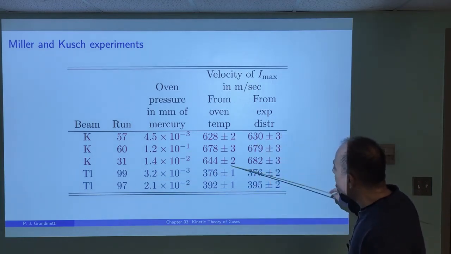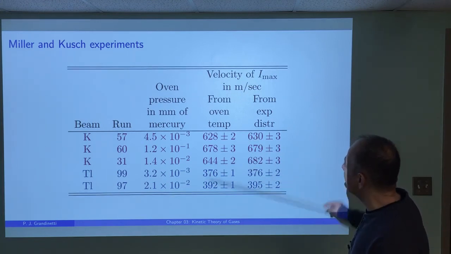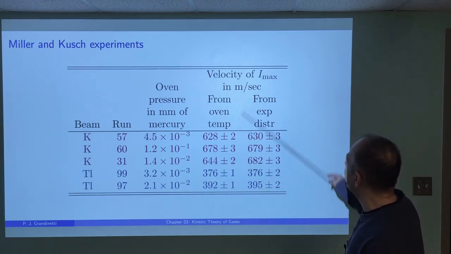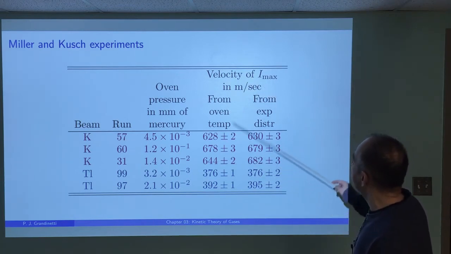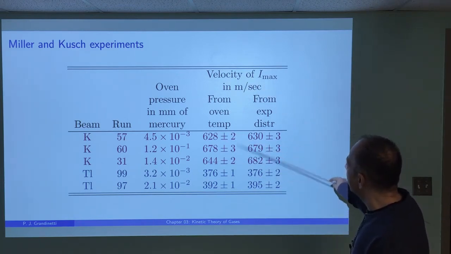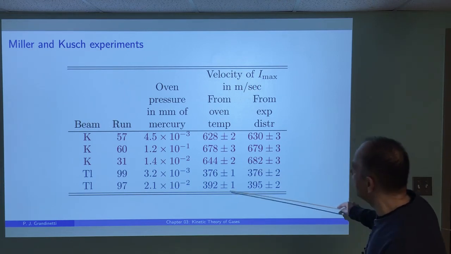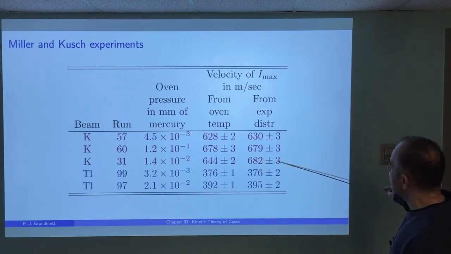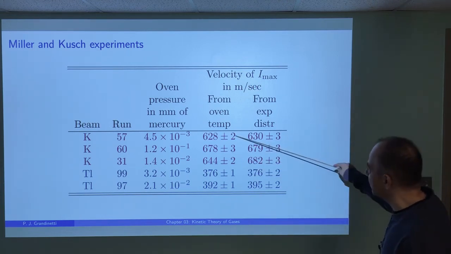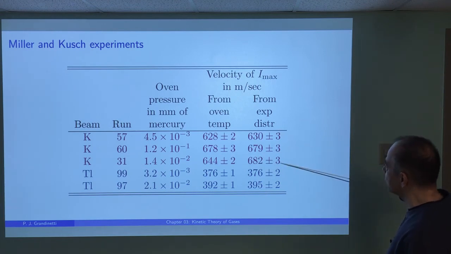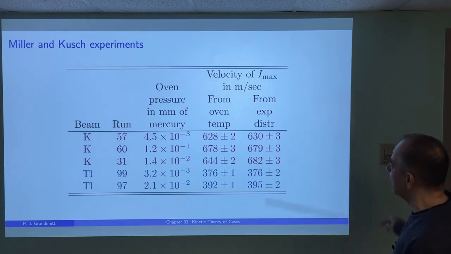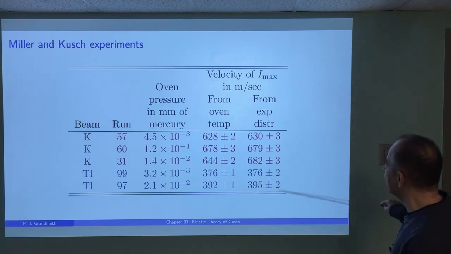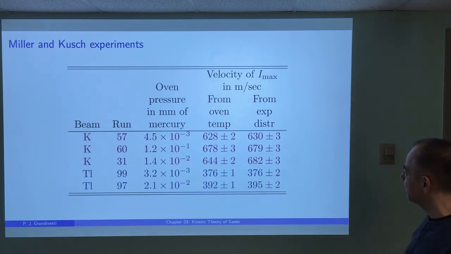From the oven, they knew the temperature of the oven, so they could calculate the maximum velocity. These are the maximum velocities for these cases from the oven temperature, and this is what they measured. So this is predicted from the theory, and this is what they measured experimentally. And similarly here for the thallium, and here's from the experiment. Okay, so that I think is it.